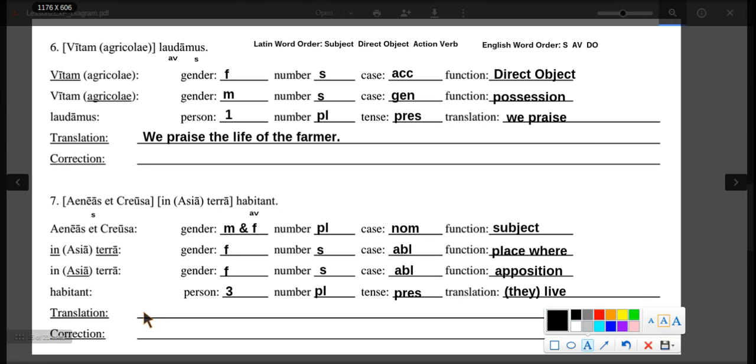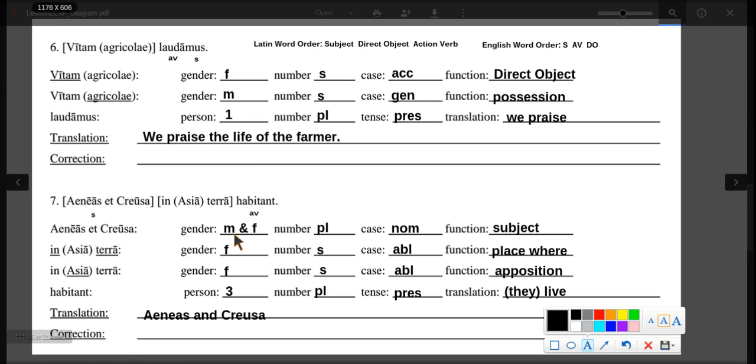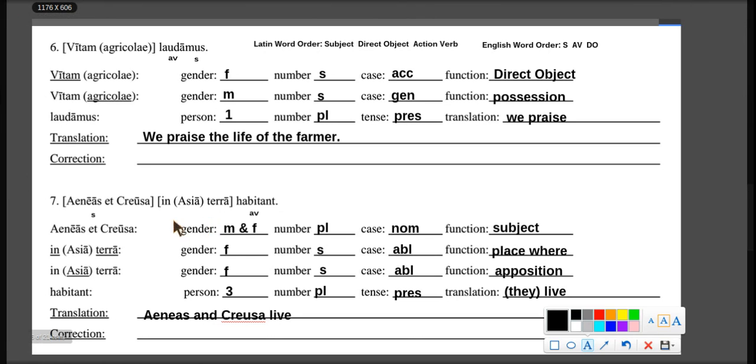Now moving down to our translation. Remember, our English word order is subject, verb, and then direct object, or whatever else. So we have our subject, Aeneas and Creusa. Jump to your verb, they live. So Aeneas and Creusa live. And where do they live? They live in the land Asia.